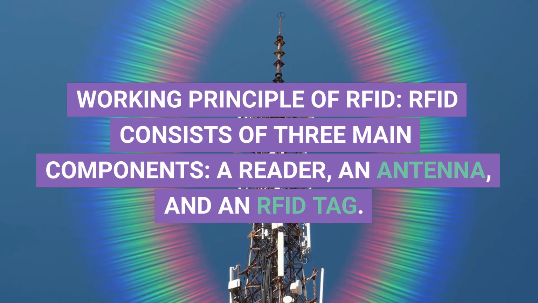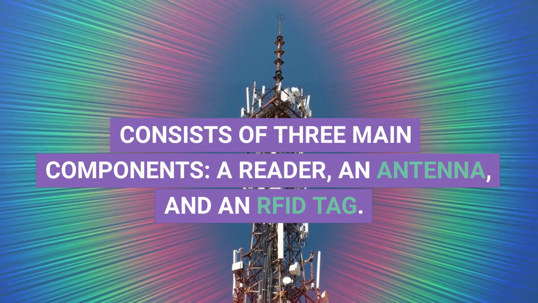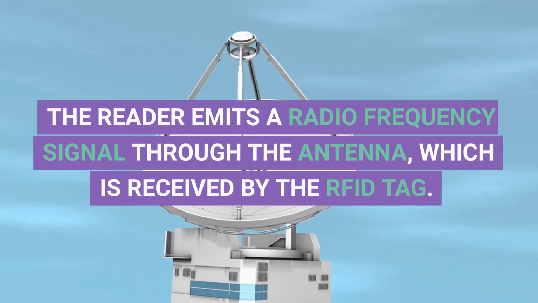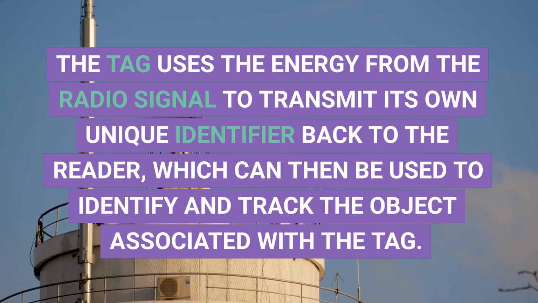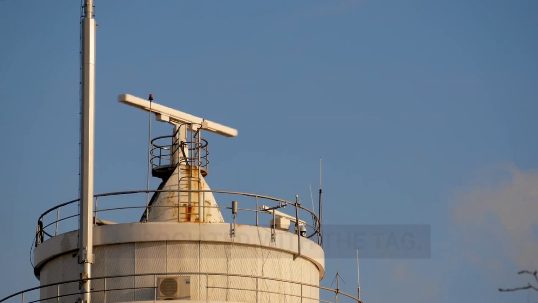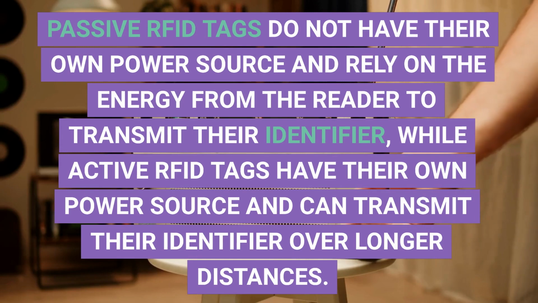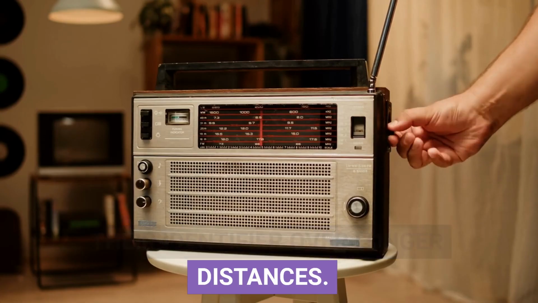Working principle of RFID. RFID consists of three main components: a reader, an antenna, and an RFID tag. The reader emits a radio frequency signal through the antenna, which is received by the RFID tag. The tag uses the energy from the radio signal to transmit its own unique identifier back to the reader, which can then be used to identify and track the object associated with the tag. Passive RFID tags do not have their own power source and rely on the energy from the reader to transmit their identifier, while active RFID tags have their own power source and can transmit their identifier over longer distances.